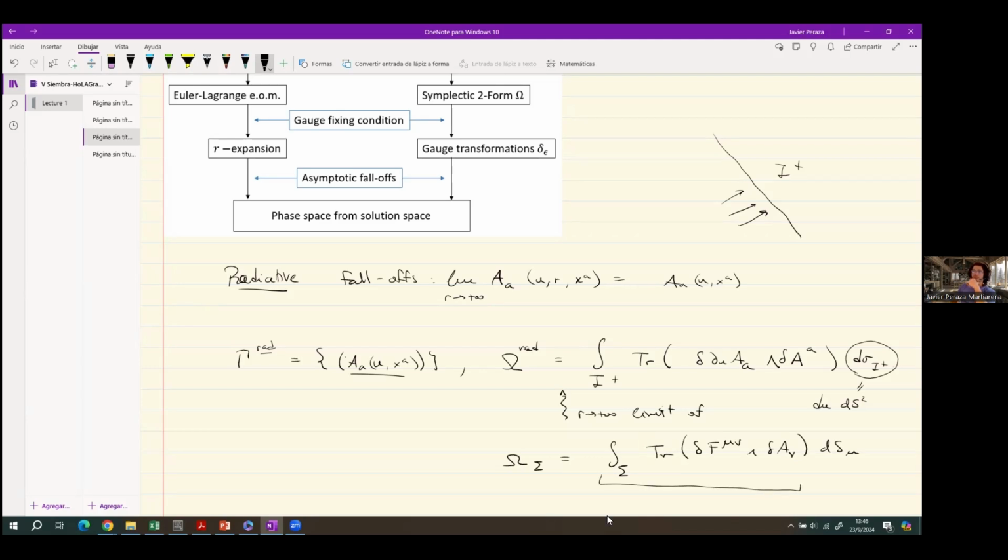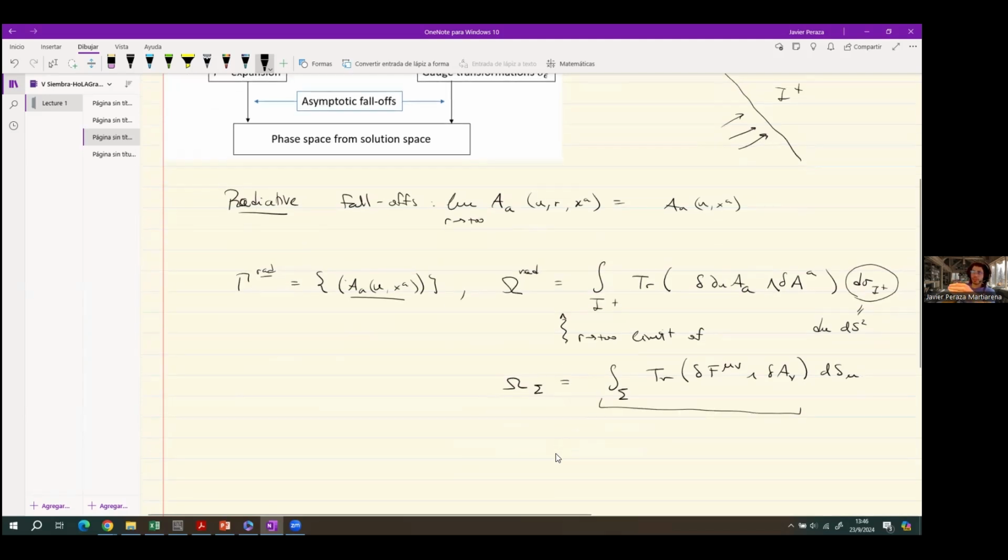Okay. So we are doing the same as we do before. We take the Cauchy hypersurface, we push it to null infinity, and we take certain fall-offs for the fields such that they are finite at null infinity. And once you do that, you can define the radiated phase space, which is parameterized by the values of the field at scri plus, with this symplectic form.